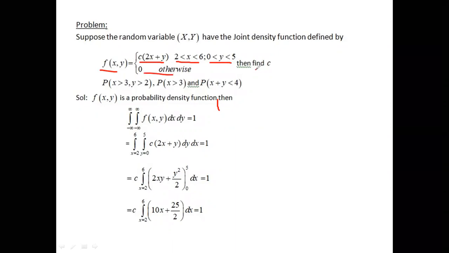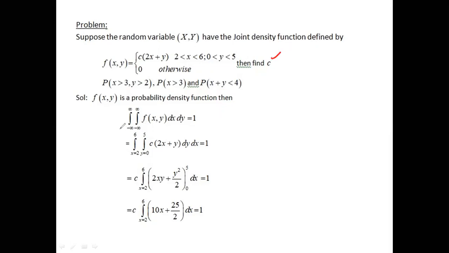We have to find the value of c, then the probability that x is greater than 3 and y is greater than 2, and also the probability that x plus y is less than 4. First, we have to calculate the value of c. We know that the total area in two dimensions is equal to 1.